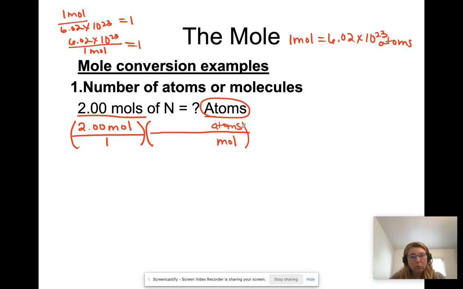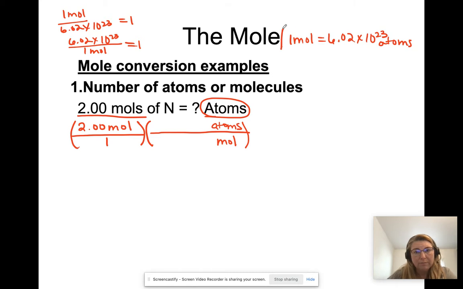I always do my units before I fill in numbers, and this helps me to not make mistakes with multiplying when I should divide or the opposite. So atoms is going to be on the top of this one because that's what I'm solving for. Whatever unit you're trying to make should be on the top of your last set of parentheses. Whatever unit you're trying to cancel out should go on the bottom of the next set of parentheses.